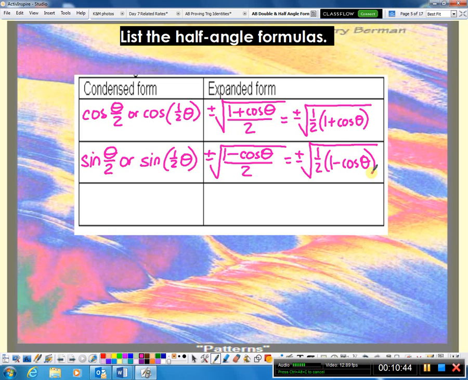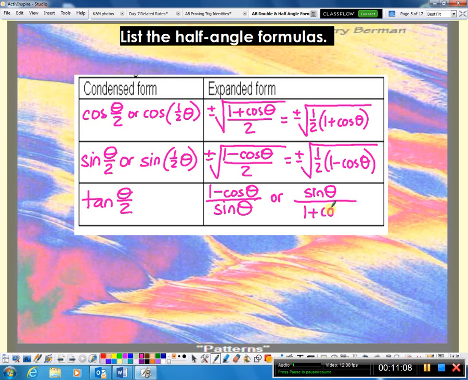Now, tangent theta over 2 is one of the nicest formulas we've got. It actually works out to 1 minus cosine theta all over sine theta. Now, I will show you that this can be rewritten as sine theta over 1 plus cosine theta.